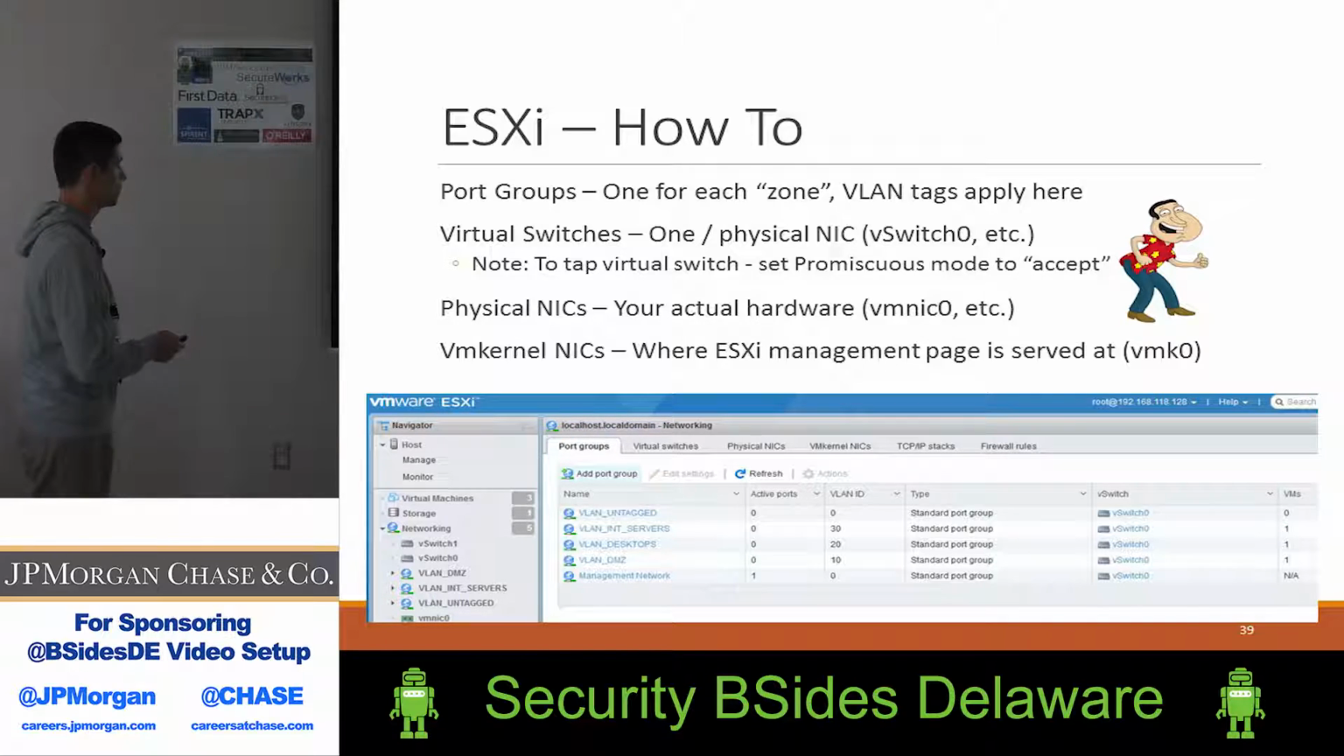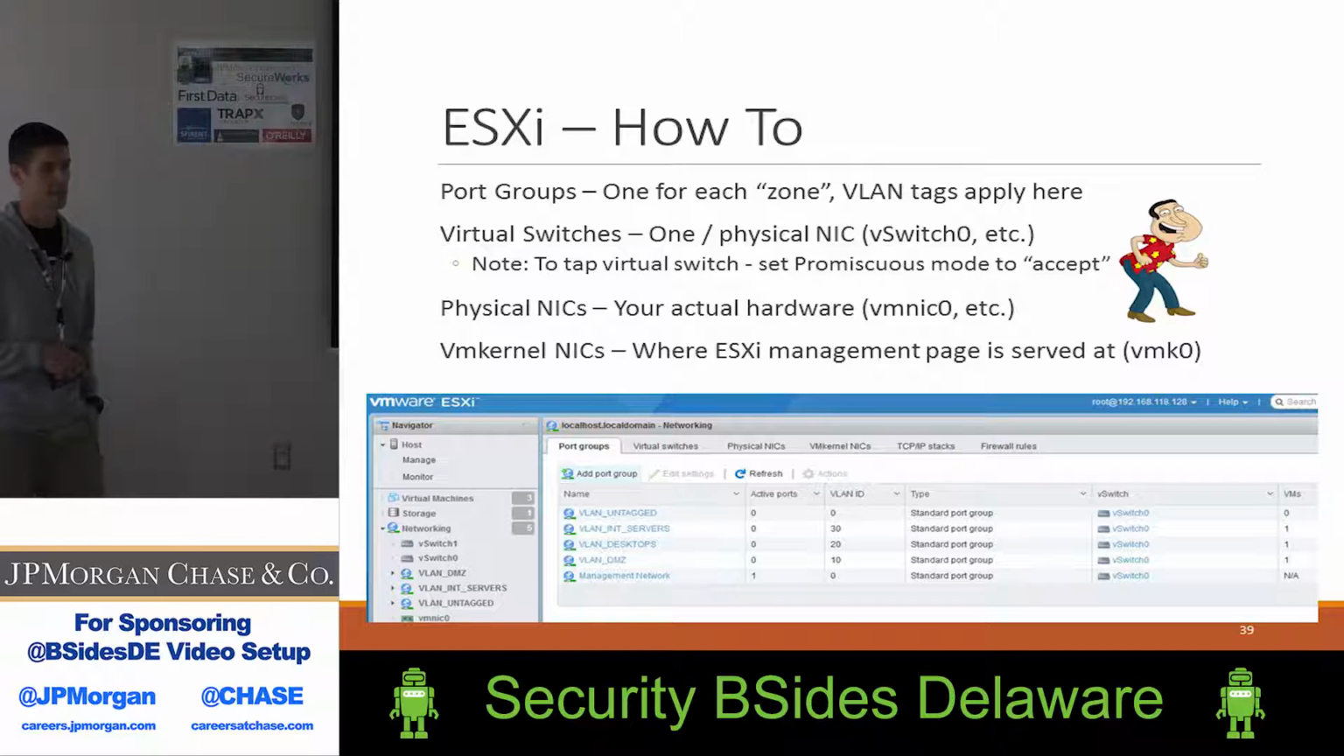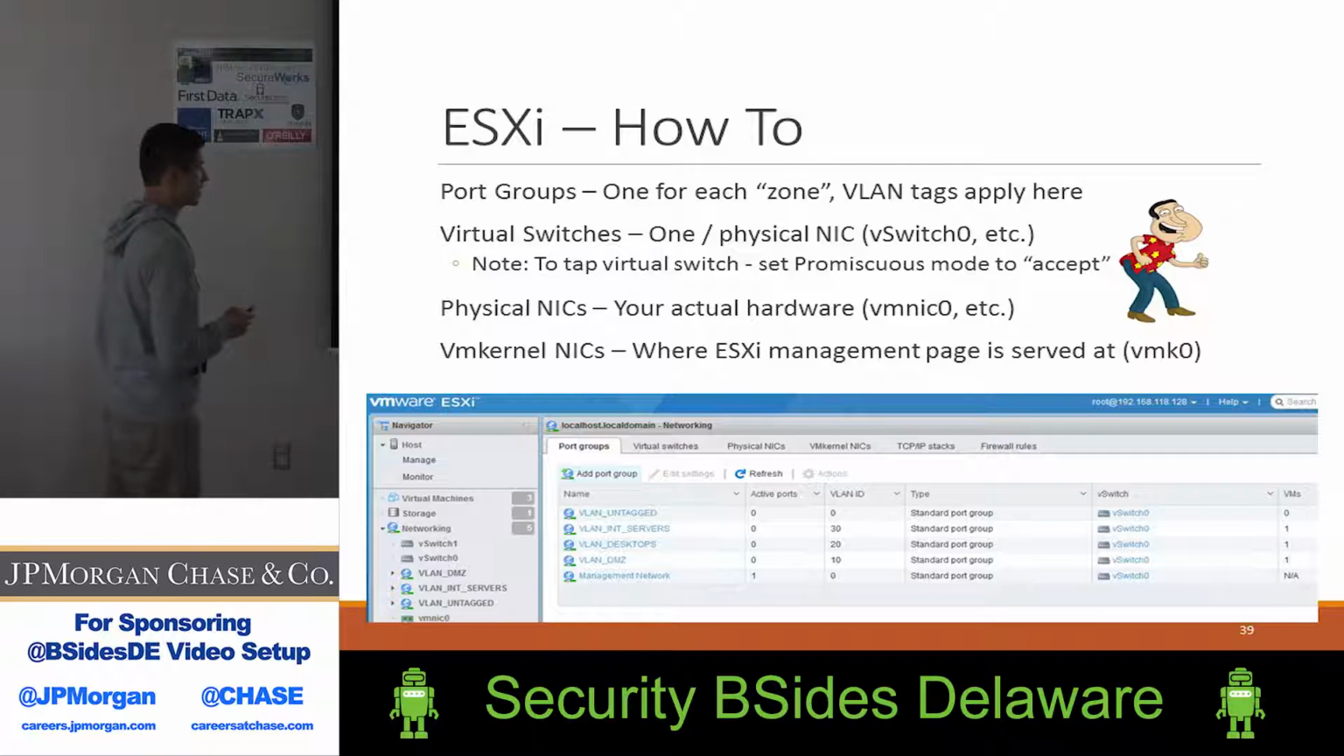And then you also take the VM kernel NIC, which is the port and IP you want to manage ESX on, and you connect that wherever you want also. Now, the thing to know about this, if you want to tap the virtual traffic, it's very easy, but you have to set up promiscuous mode, and you have to set it to accept. So make sure you do that if you want to be able to echo that traffic back to another VM.